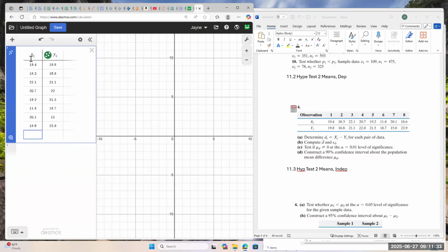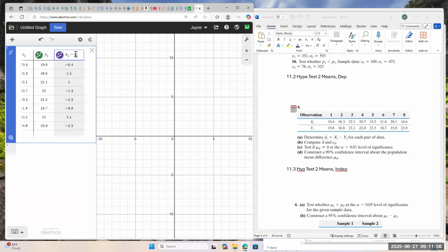Once you have all of your X values and your Y values, what you're interested in is the difference between these. For the first person in my study, their difference is going to be 19.4 minus 19.8. The way I do that is I come over here and calculate X1 minus Y1. That gives me all of those paired differences. In the first column, 19.4 minus 19.8 is negative 0.4.